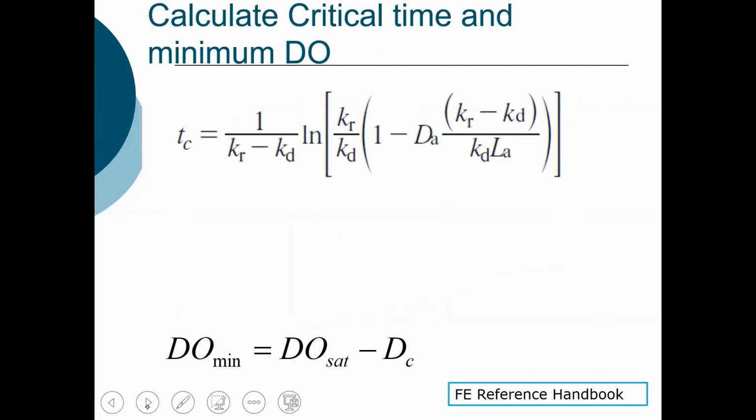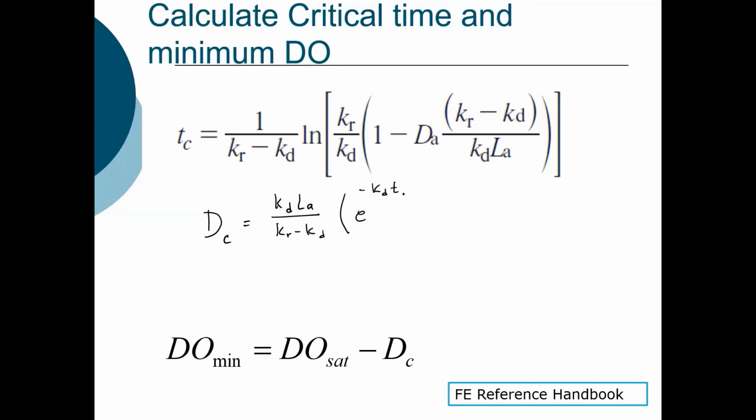So we can calculate the critical time using this equation, and then the critical deficit simply becomes the previous equation, where we have KD L sub A divided by KR minus KD, times e to the minus KD times T sub C, minus e to the minus KR times T sub C, plus D sub A e to the minus KR times T sub C.